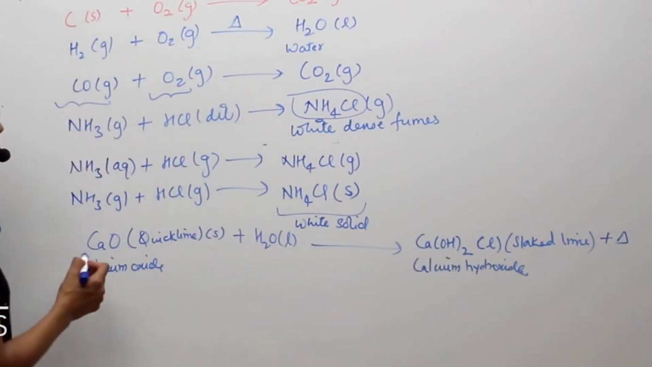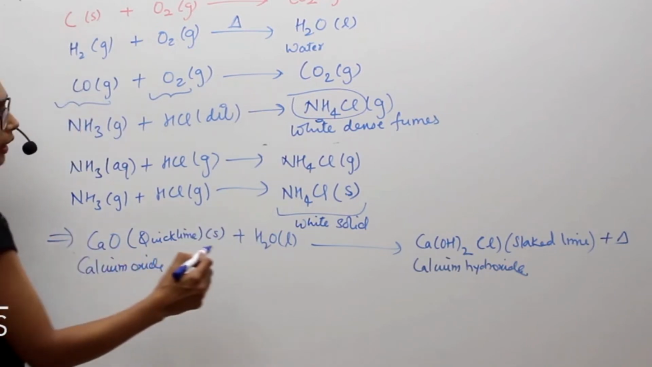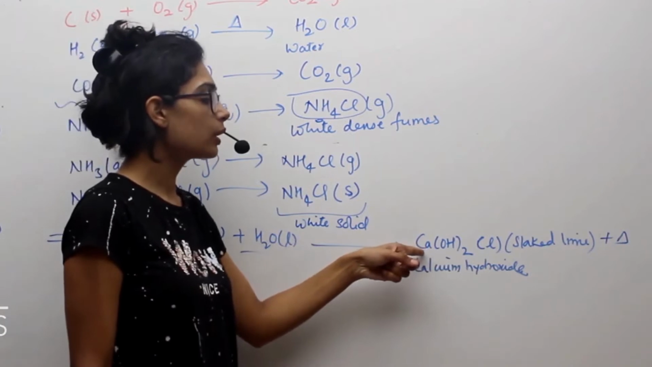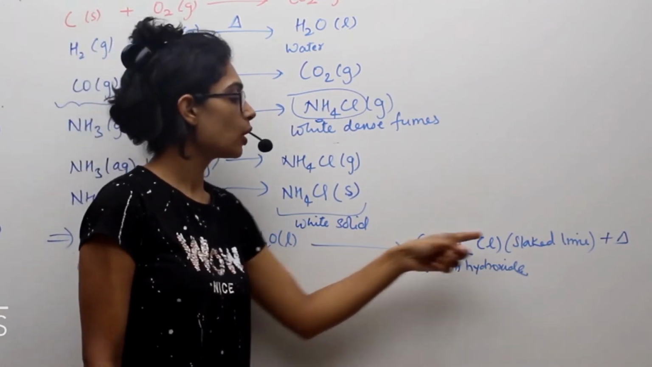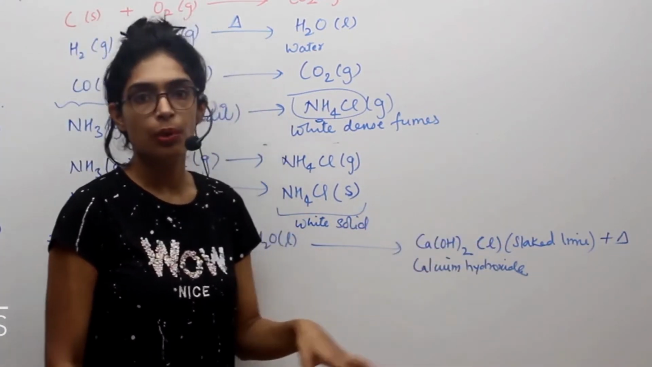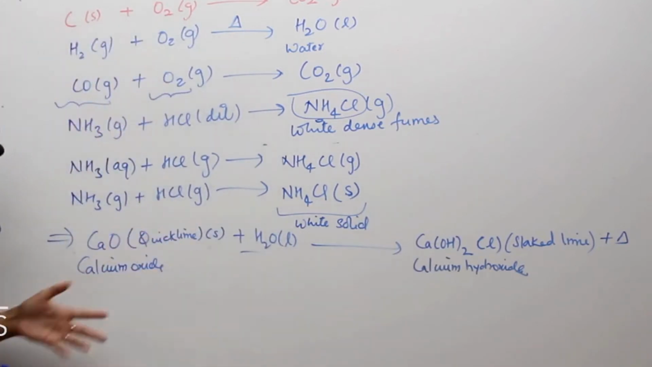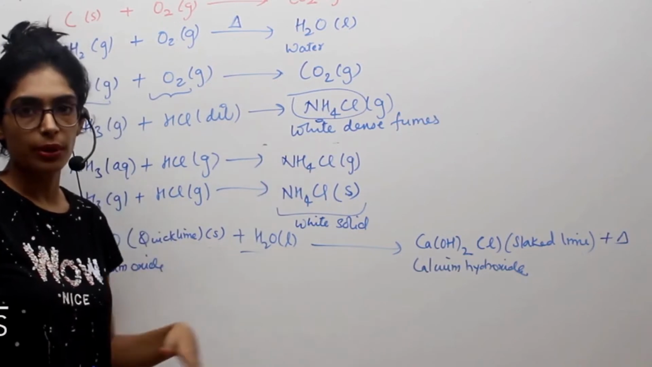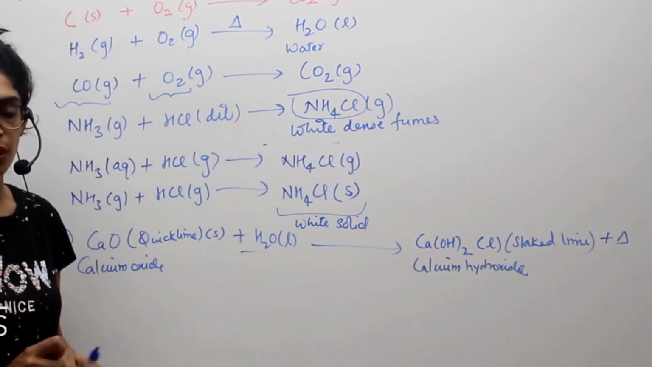Now look at it. Calcium oxide is a compound, and H2O is also another compound, and both of these reacted together to form one single product, that is calcium hydroxide. This is called slaked lime also. This is an important reaction. Now because we are learning about this reaction, I'll tell you something about calcium hydroxide, which is not part of the combination reaction, but just for your information.